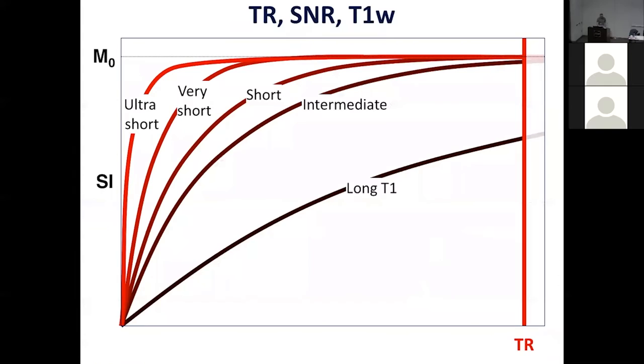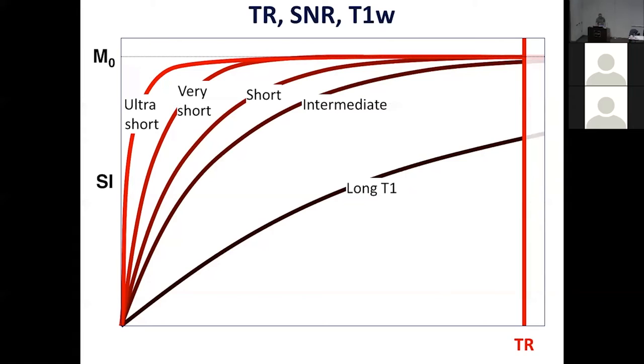Well, let's look now at four different tissues, a tissue such as water with very long T1, and other tissues that have ultra-short T1, very short T1, short T1, and intermediate T1. So notice that if our TR is very, very long, all of these tissues have high signal. Even this tissue here with long T1 has pretty high signal. But look at these tissues here, intermediate, short, very short, ultra-short. They all look the same, don't they? They're all maxed out. So with very long TR, we have a lot of signal, but everything has high signal, and we can't tell the difference between two different tissues.